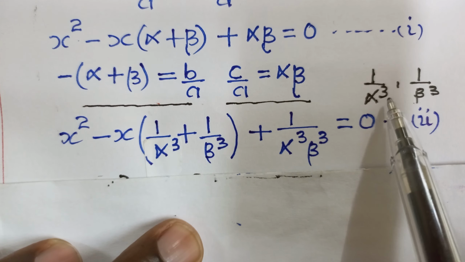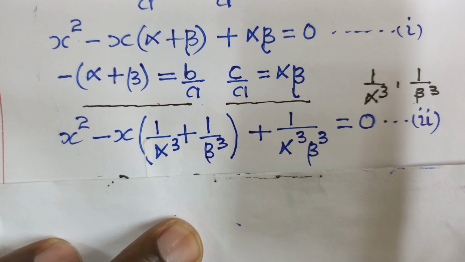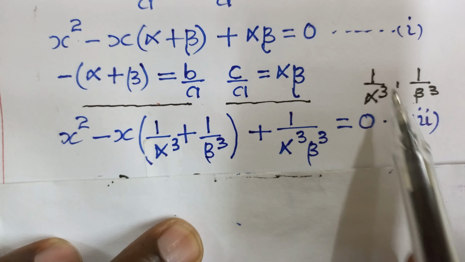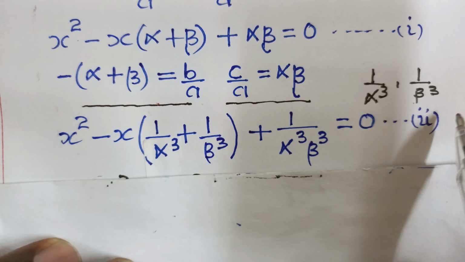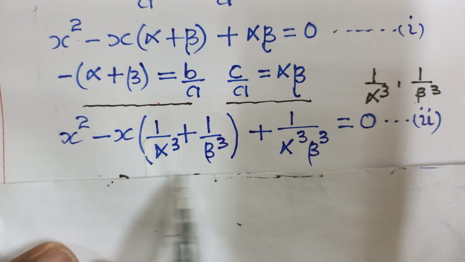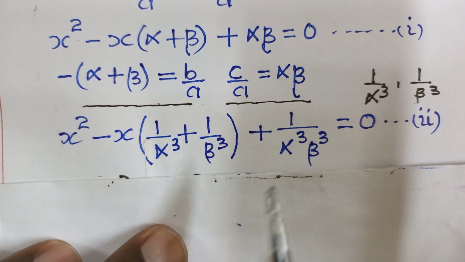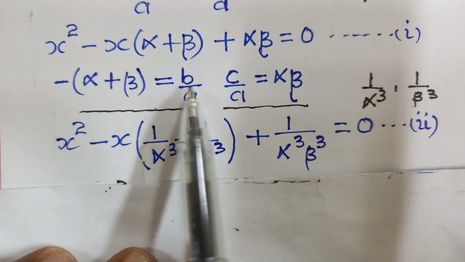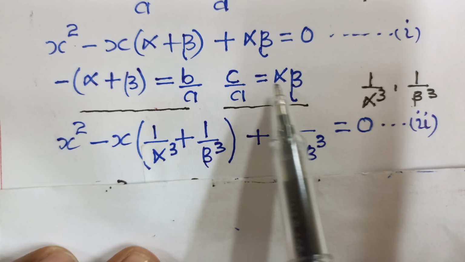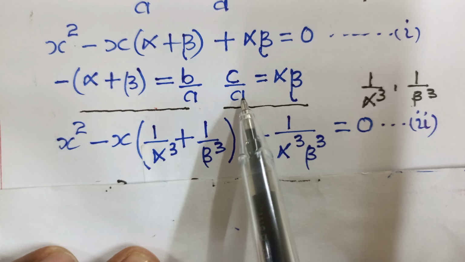I also give you an assignment to go and find the equation whose roots are 1 over alpha cubed and 1 over beta cubed. You shall find this equation. As you can see, we already have alpha plus beta as minus b over a, and alpha beta as c over a.